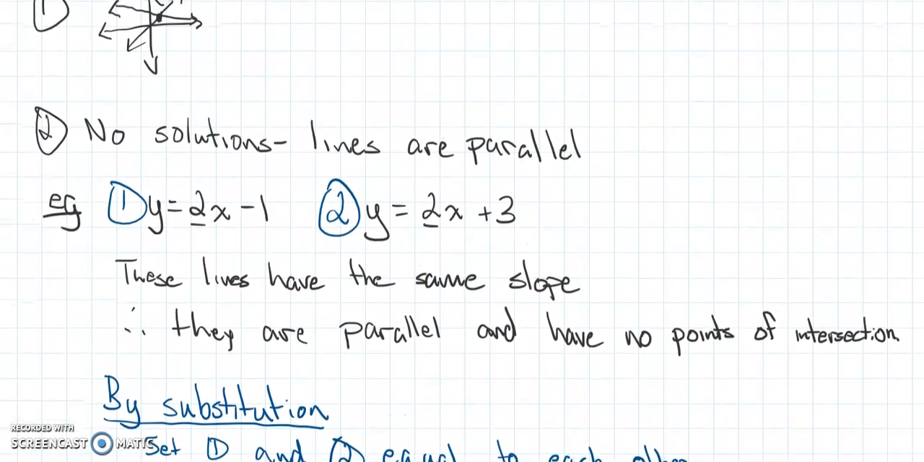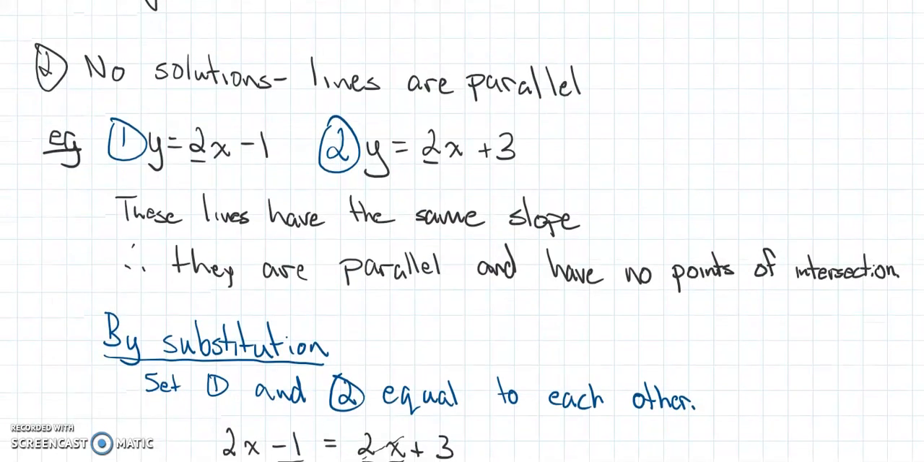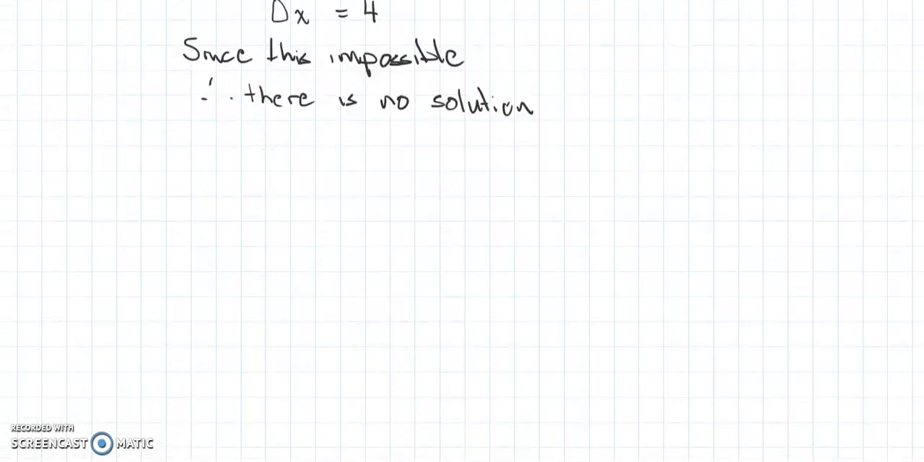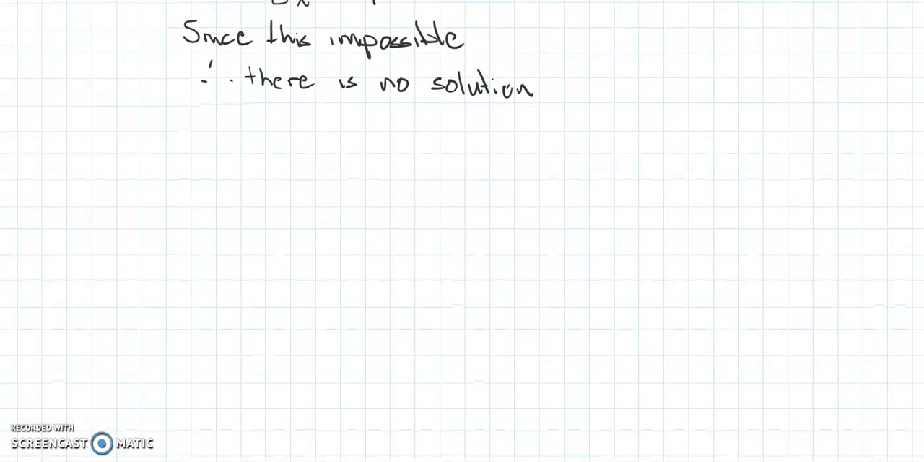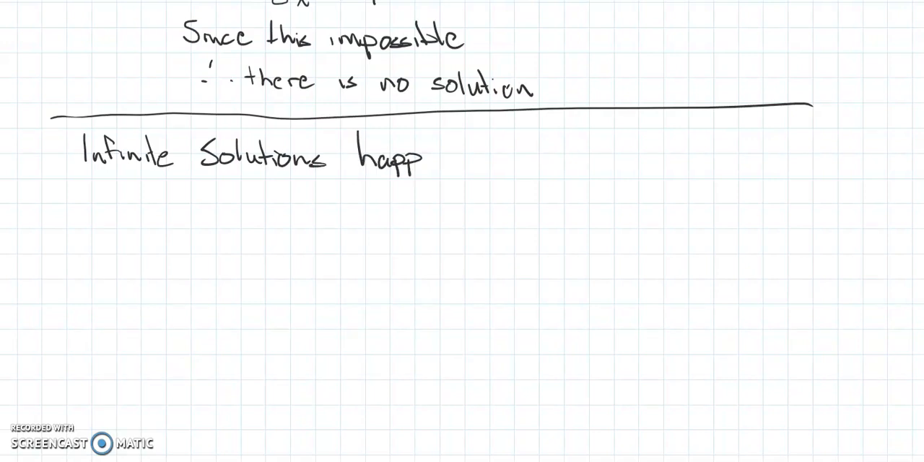So let's go back and talk about the other case. We talked about no solutions. One solution is the one we've done a lot, so we won't go over it again. But infinite solutions: what does infinite solutions mean? Infinite solutions means the lines are actually the same line. Infinite solutions happen when we say the lines are coincident.